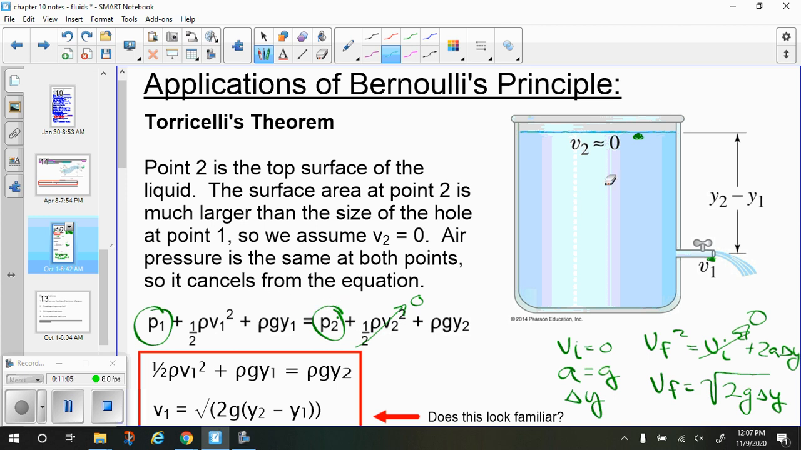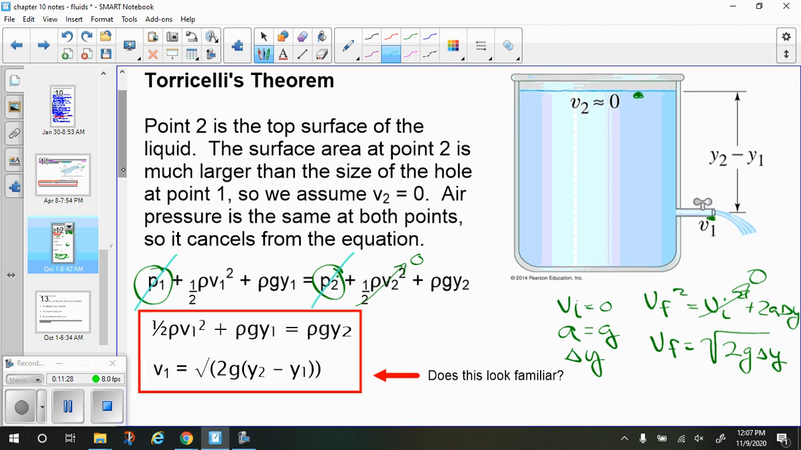We also assume that it's air pressure at both the surfaces because here we have an open spigot and here we have an open tank. So those cancel out because they are both air pressure. They're the same. And so you're going to use Bernoulli's equation. You start with the whole thing every time, and then you apply the specifics to the situation. So here, all we care about in this situation is the velocity at point one, and then the change in position in the gravitational field, basically, between point one and two.